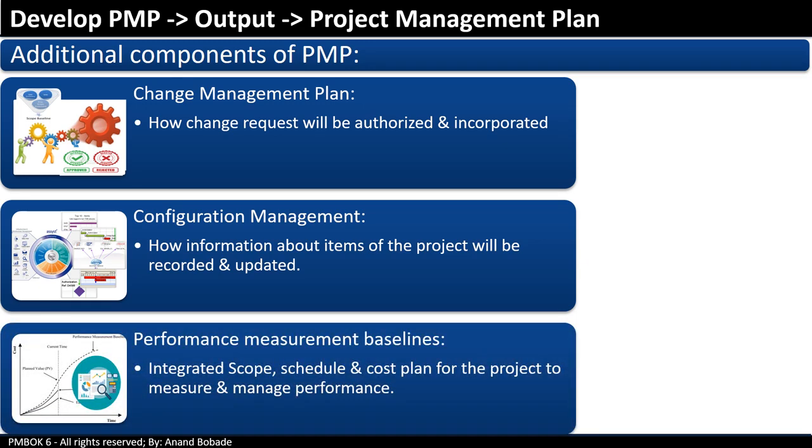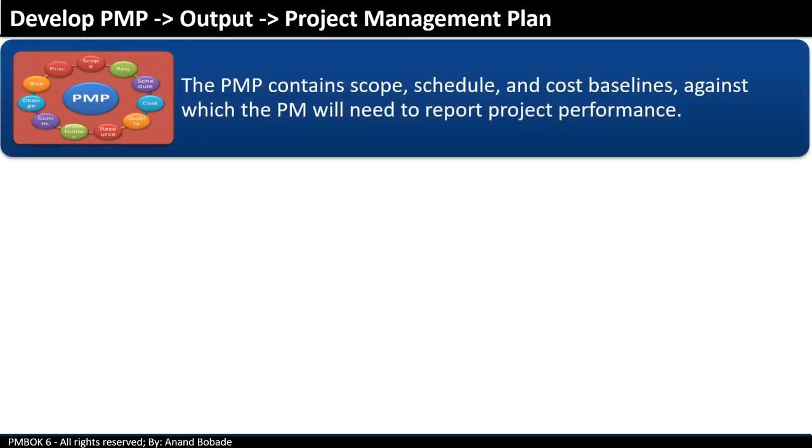Performance measurement baselines are the integrated scope, schedule, and cost plan for the project to measure and manage performance. Remember, current project performance will be assessed or compared with the performance measurement baselines. The project management plan also contains baselines, that is scope baseline, schedule baseline, and cost baseline, against which the PM will need to report project performance.